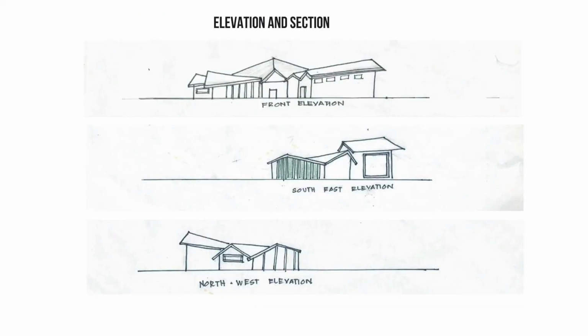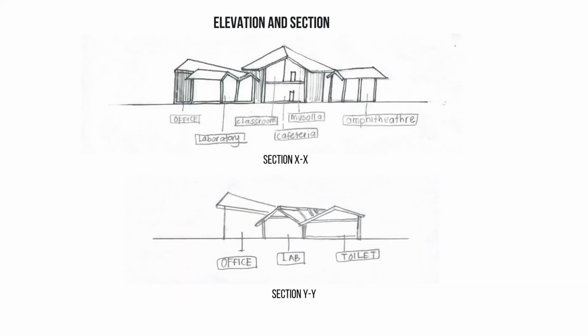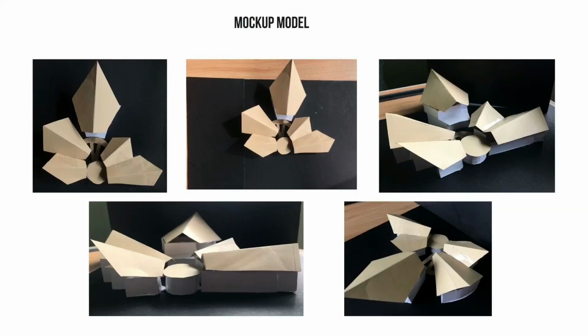This is the elevation of the building. As we can see from the front elevation, the roof is emerging outward from the center. And this is the section of the building. Here are my mock-up model from the plan view and perspective view.